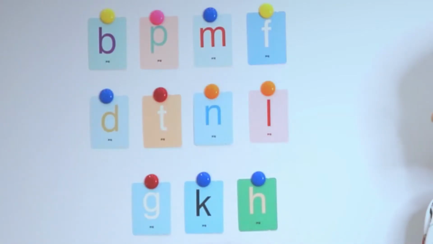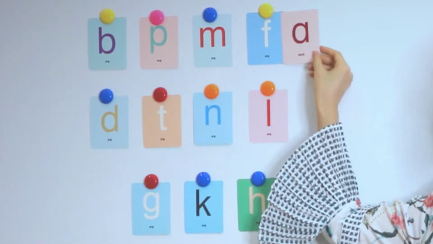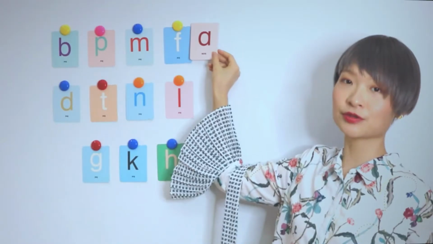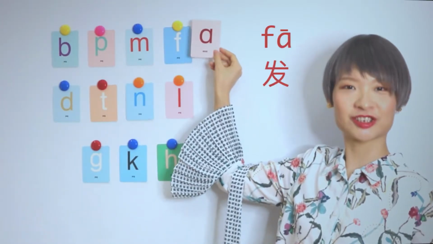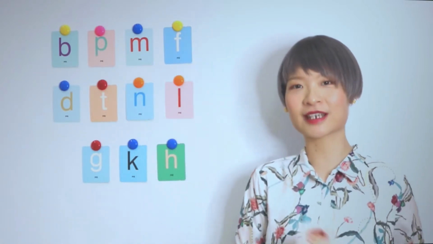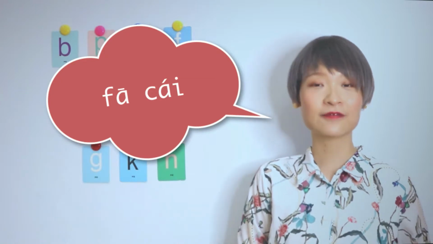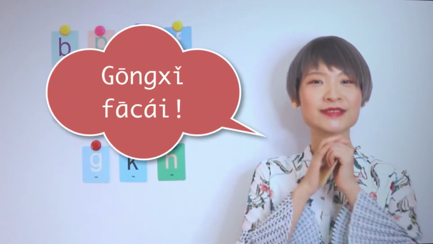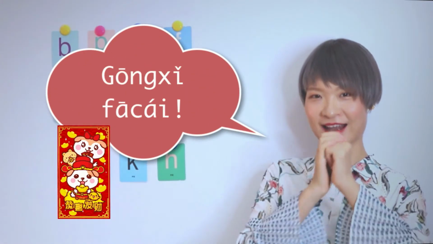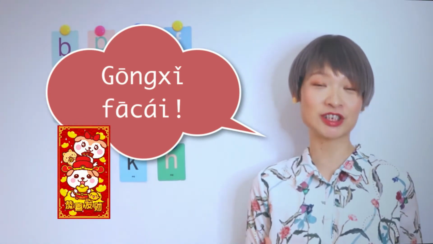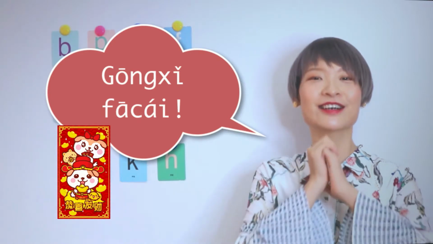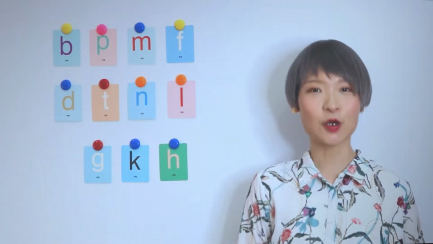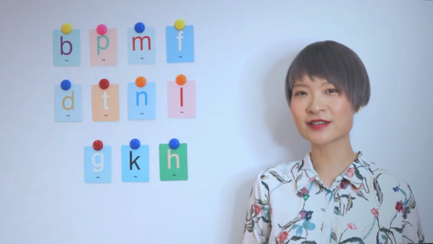If I put ah here, after f, f, ah, fa. First tone, fa means getting rich. Yes. So the complete word for getting rich actually is 发财发财. So in Chinese New Year, you can hear Chinese people saying to each other, 恭喜发财恭喜发财. Okay. 恭喜发财 actually means that wish you can getting rich in the New Year.